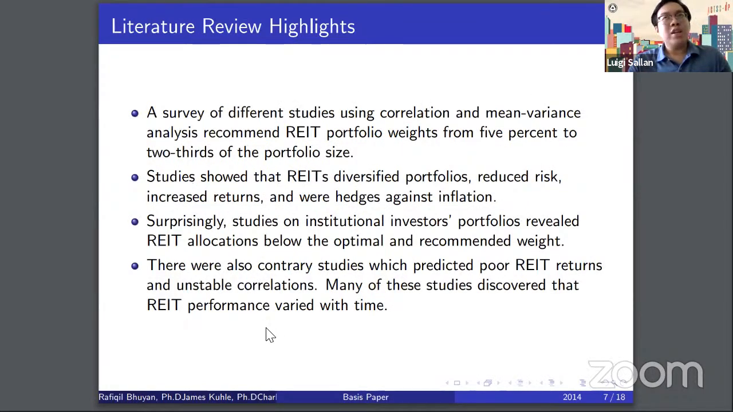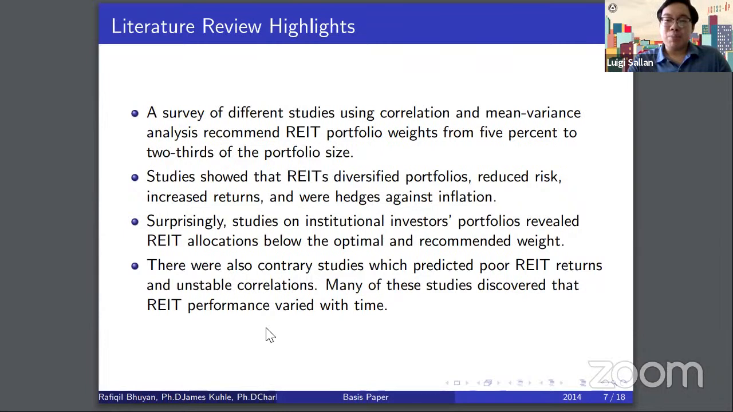So for their literature review, they conducted a survey of different studies which used correlation analysis and mean variance analysis, which recommended varying portfolio weights for REITs, some from 5%, some to the very high two-thirds of the portfolio size. Then studies really showed positive results for REITs or positive characteristics.